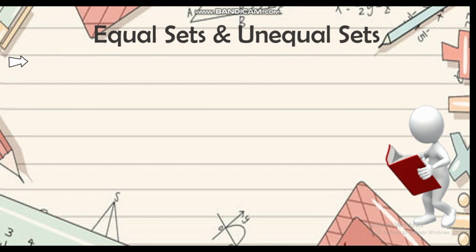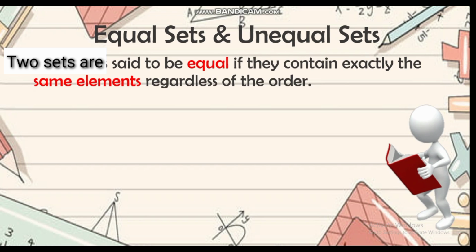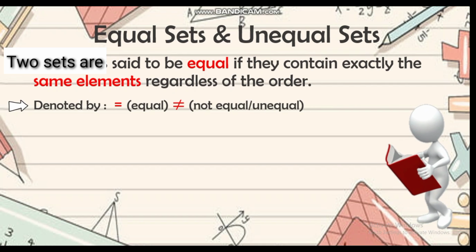Okay, so unsa sa iyang basihan anang unequal ug equal, ma'am? Okay, two sets are said to be equal if they contain exactly the same elements regardless of the order. So parehas gyud sila og sulod nga set, bahala pag nagkabali-bali ang ilahang order. This is denoted by, of course, the equal sign and the unequal or the not equal sign.